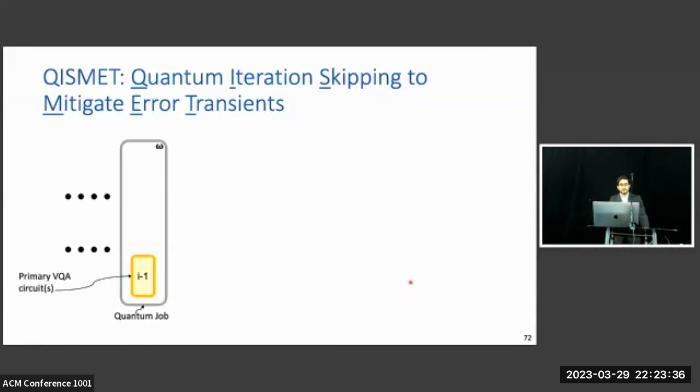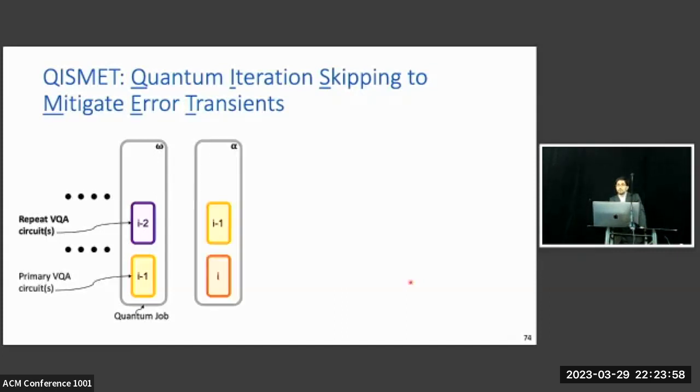The idea is that this is an example of the baseline. You have a quantum job which is being run on the quantum machine, and this is running some VQA circuits corresponding to, say, iteration I-1. What QISMET does is that it repeats circuits from the previous iteration I-2, and that's what you see in purple over here. Now, the reason for this is that, let's say you move to job alpha, which is the next job, which is trying to run iteration I. Here you rerun iteration I-1 as well, which is a reference circuit for this job alpha.